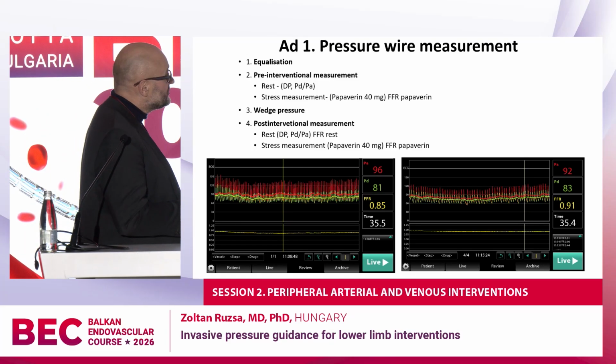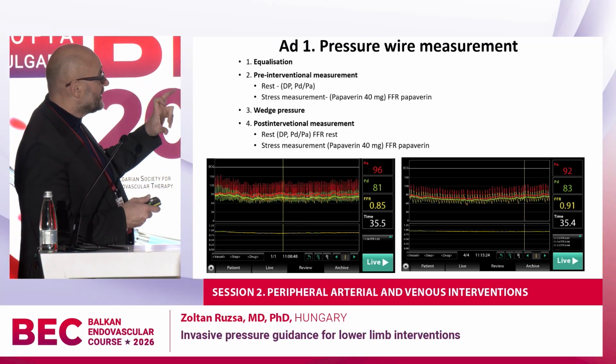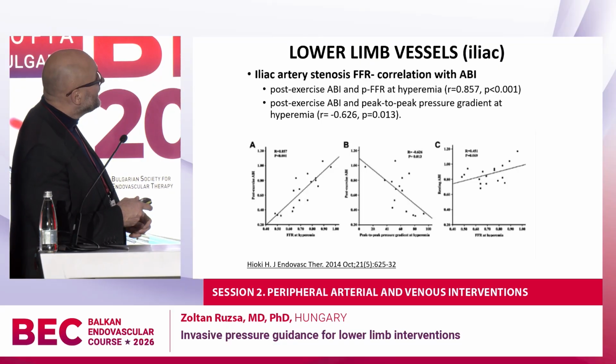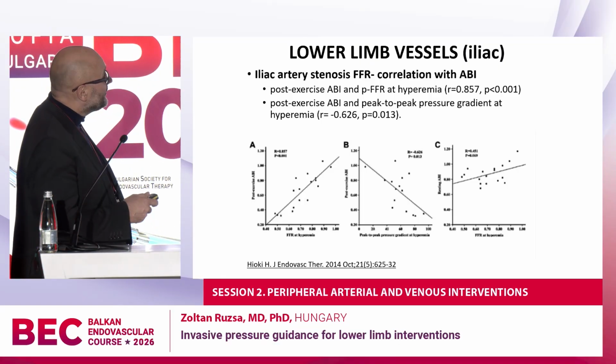So FFR is a very good method because we can go directly with the guidewire through the lesion, and we can measure the pressure directly. First it was correlated with the ABI in iliacs, so there is a very good correlation with the FFR.